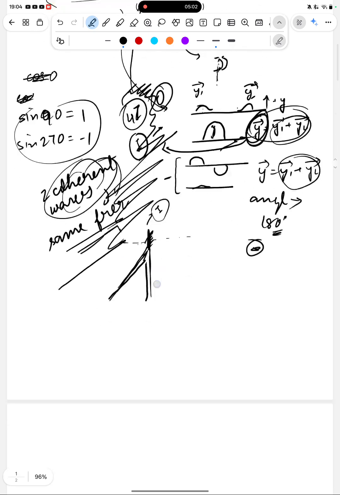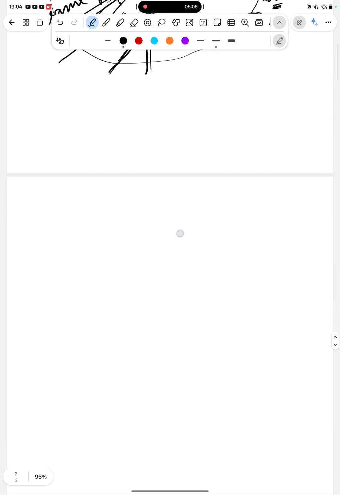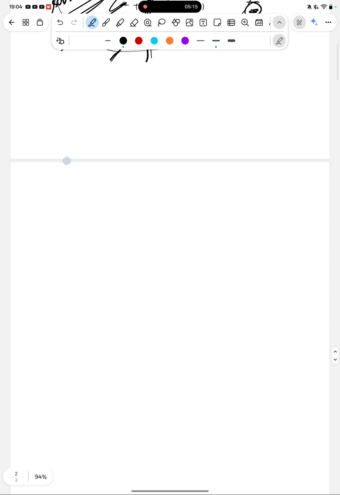Okay, that is what interference means. Now, interference can be of two types, destructive and constructive. Before that, let's do things in wave form.